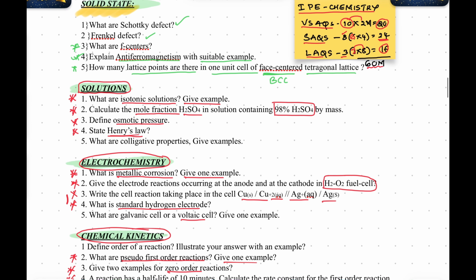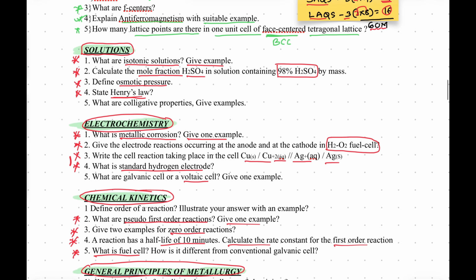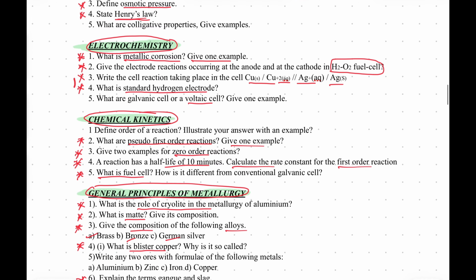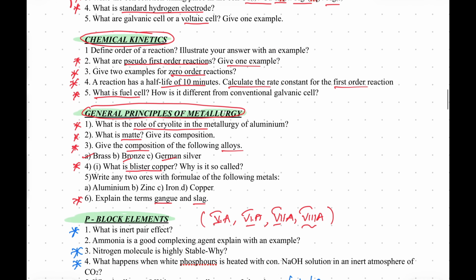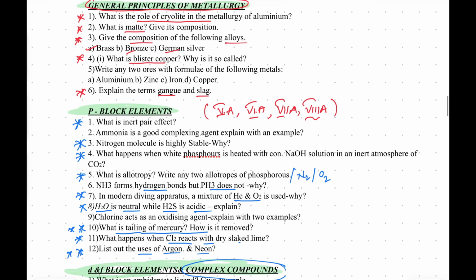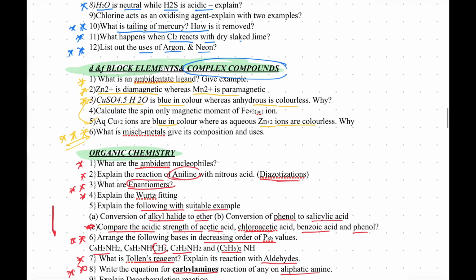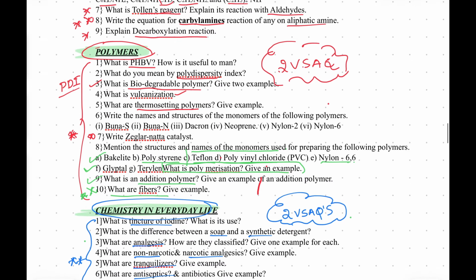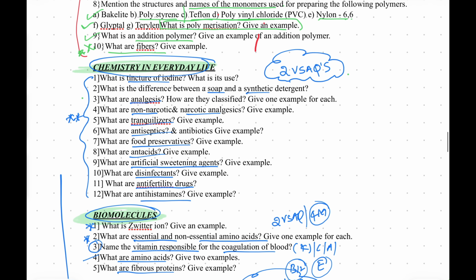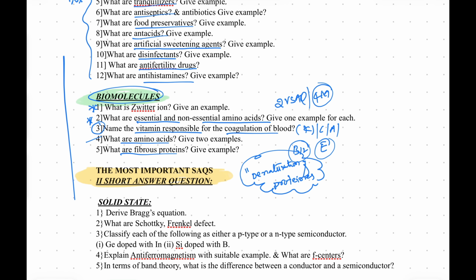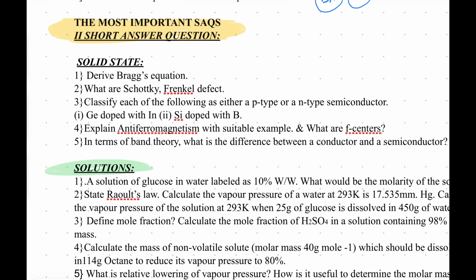Yes, here onwards: solid state, solutions, electrochemistry, chemical kinetics, general principles of metallurgy, P block elements, and D and F block elements, organic chemistry, polymers, and chemistry in everyday life, biomolecules. Clear? All the most important VSQs are completed. Now first one we will go for here, solid state. Solid state, very important. Most important SAQs from the solid state.